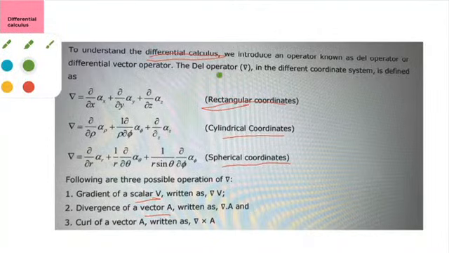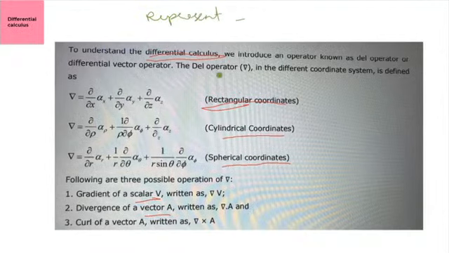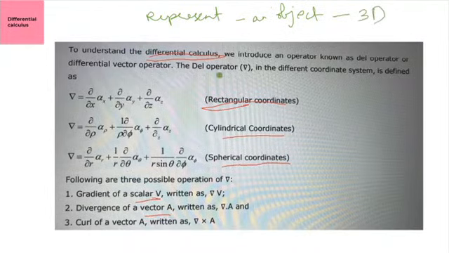Here I'm going to show you what a coordinate system is. A coordinate system is used to represent an object in three dimensions. The very necessity of a coordinate system is representing an object or a particle in a three-dimensional system.